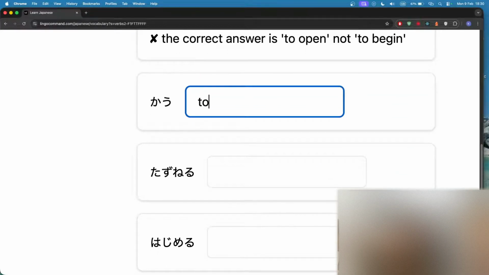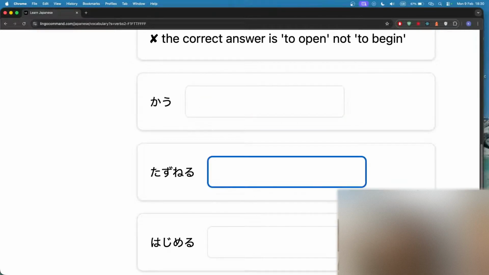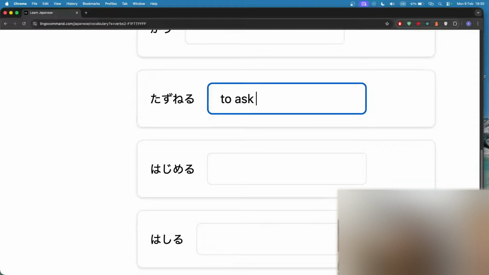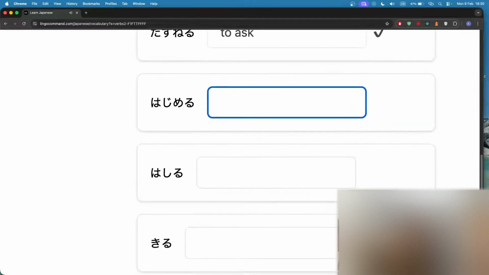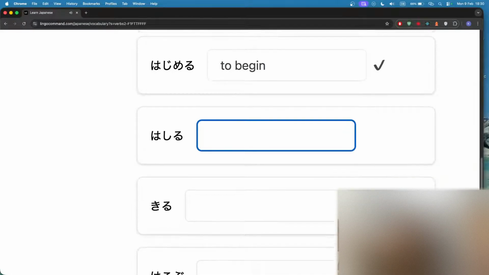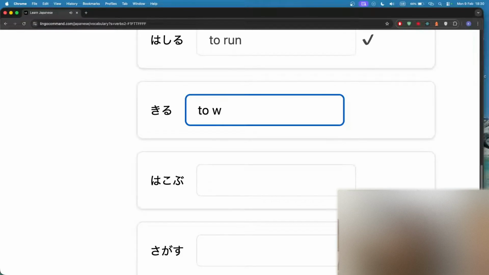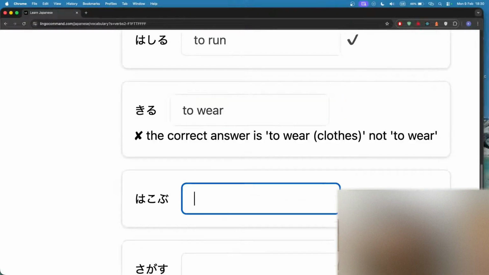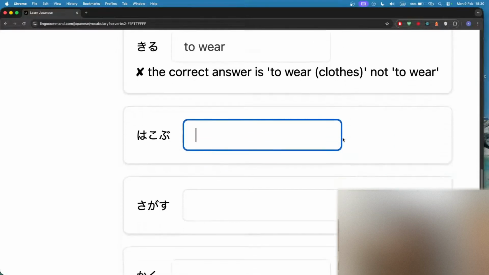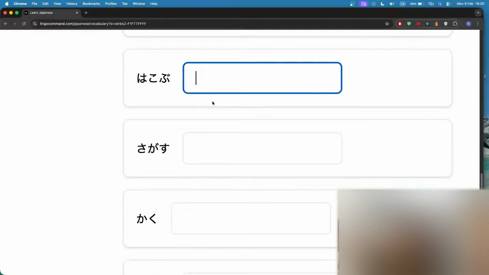Kau. It's starting to get hard. Tazuneru is to ask. Hajimeru. Oh, is to begin or to start. Hashiru is to run. Kiru is to wear. Yeah, okay. So I should be a bit more specific here as in to wear like clothes, but fine. Hakobu is to carry as in transport. So to carry an item around would be hakobu.